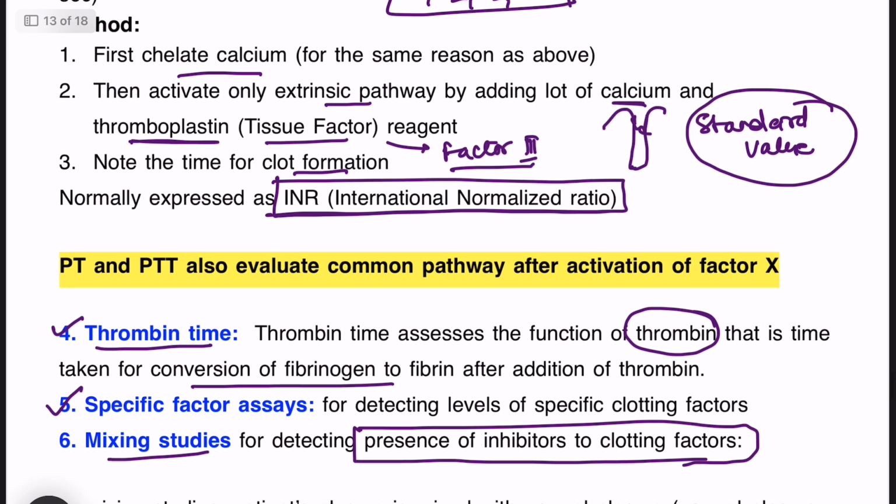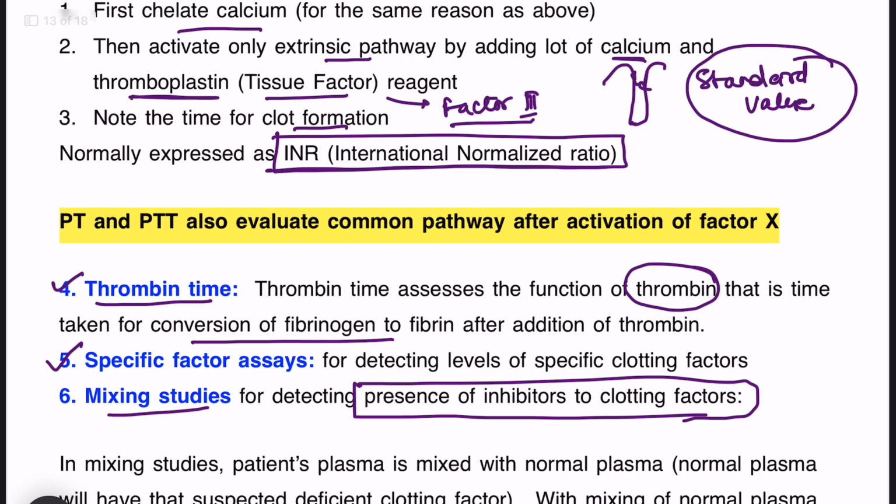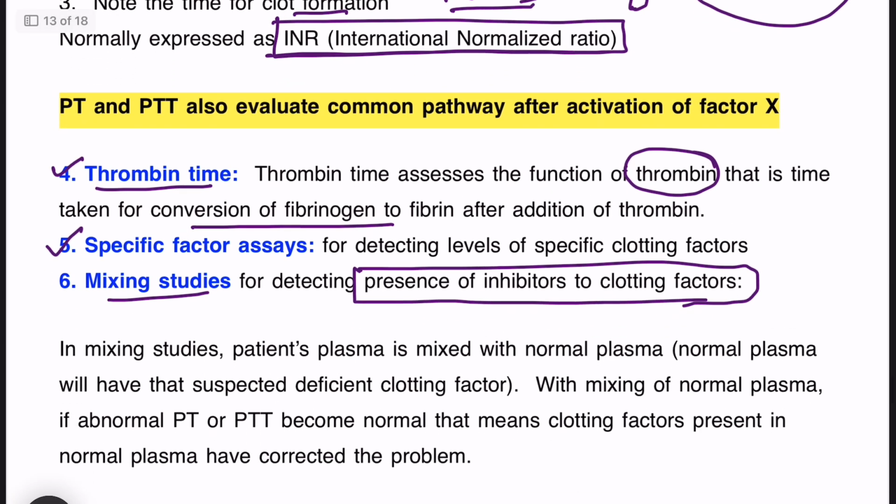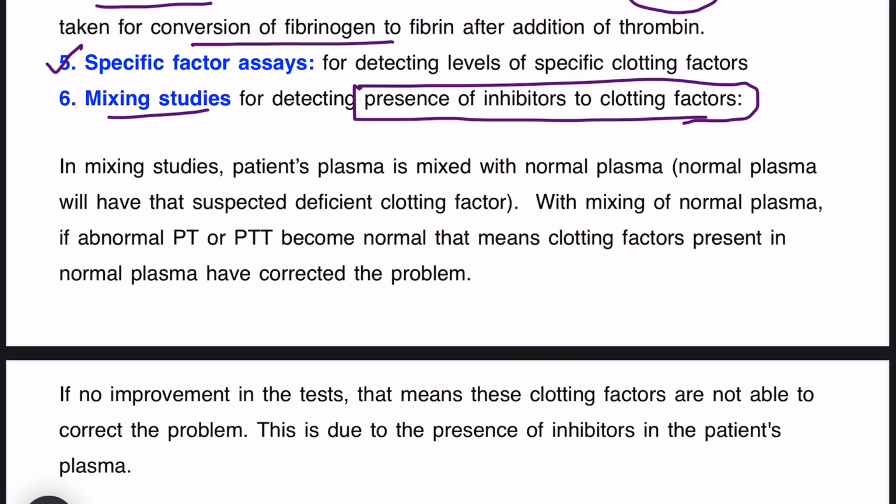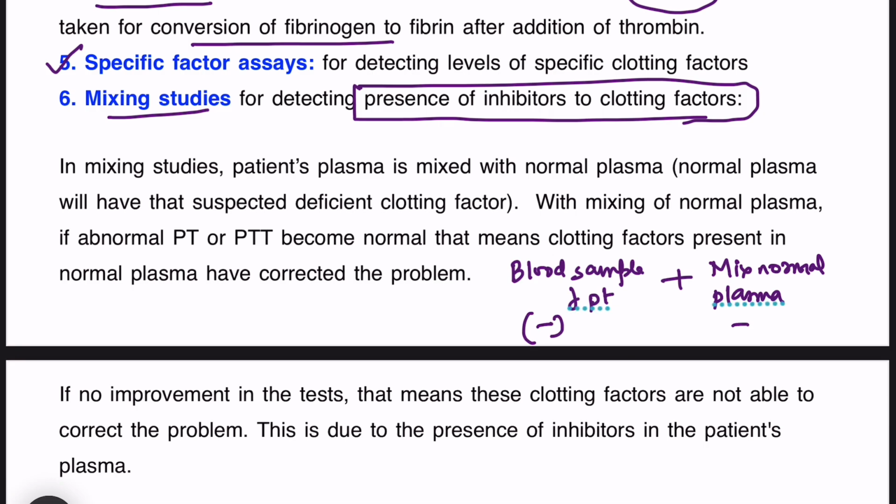Thrombin time, again, assesses only the thrombin function, that is, how much time it takes for conversion of fibrinogen to fibrin. Specific factor assays we discussed. Let us see in detail what mixing studies are. In mixing studies, we take the blood sample of the patient. We know that there is some clotting problem. Now we mix normal plasma. This normal plasma will have the clotting factor which is deficient; here that clotting factor is minus, here it is present.